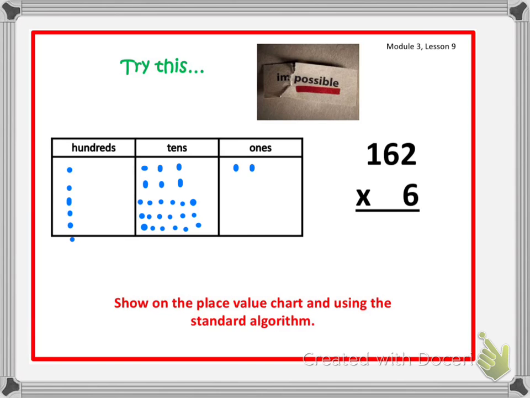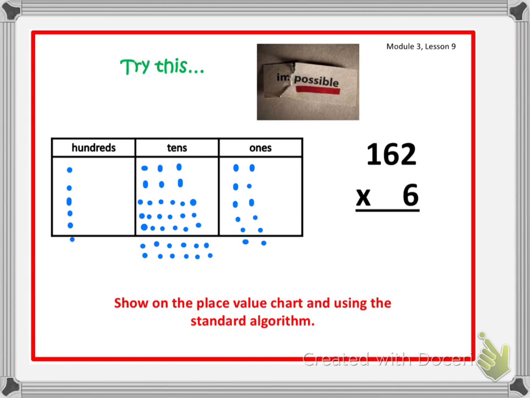Oops, why is that not going? 1, 2, 3, 4 groups. 5 groups. 6 groups. And that's a lot of tens in there. And then we go to the ones, and we've got 2 in the ones, but we need 6 groups of that. So we already have 1. That's 2. That's 3. That's 4. That's 5. And that's 6.